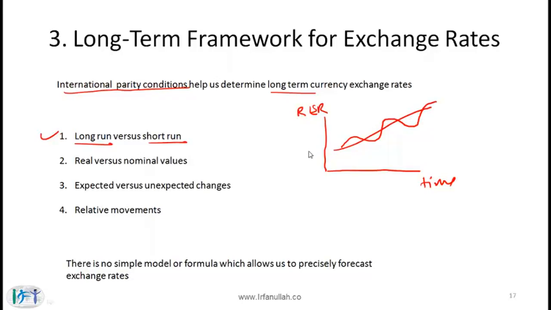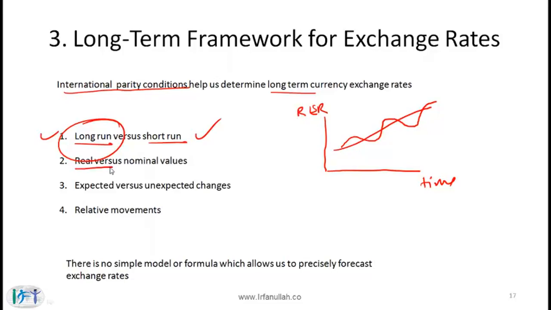So the simple way of looking at it is that while parity conditions help us determine exchange rates in the long run, in the short run there are several other factors which will cause exchange rates to deviate from the long run expected value. So that's the first basic concept. In section 3 we focus on the long run, and then in subsequent sections we look at variables that impact exchange rates in the short run and the medium run.